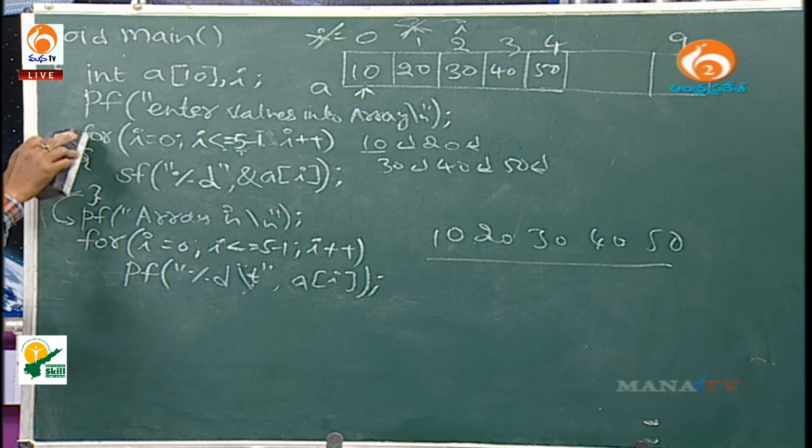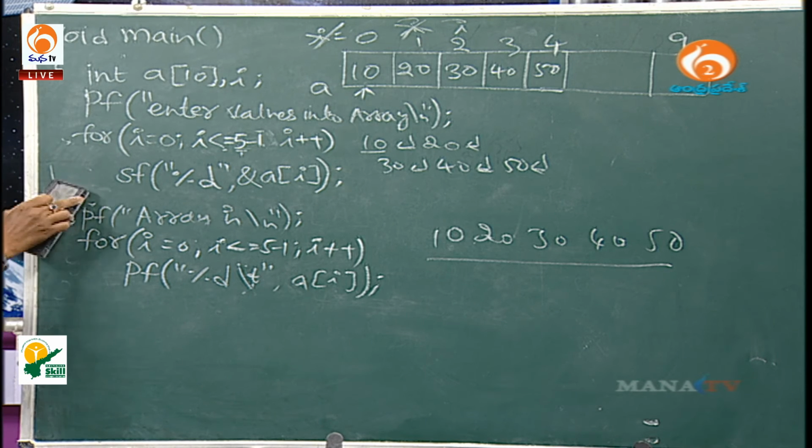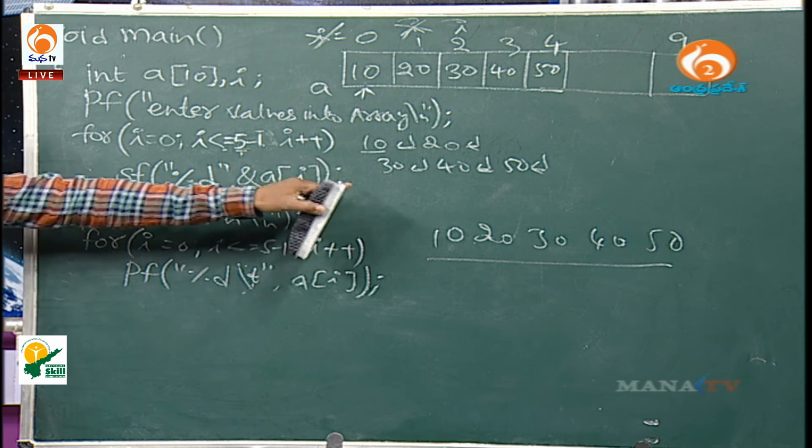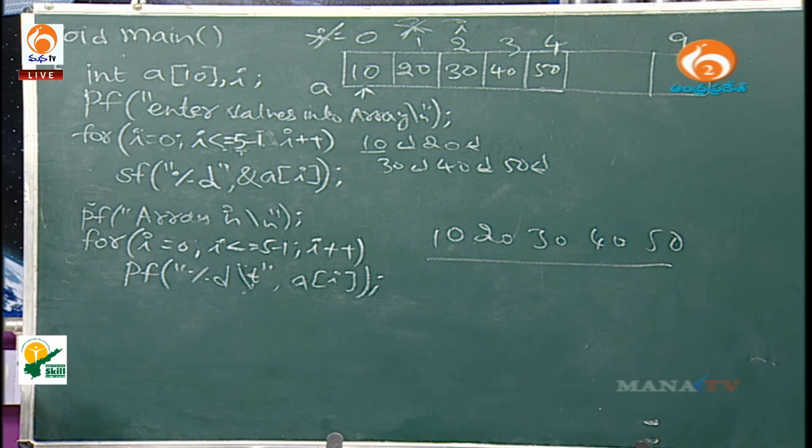Okay, if there is only a single statement, these braces are optional. Next, I want to display in reverse order, meaning I entered here 10, 20, 30, 40, 50, and I want to display them in reverse order.